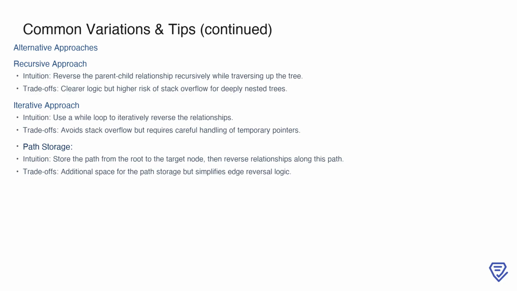Another option is the path storage approach, where you store the path from the root to the target node and then reverse the relationships along this path. This method simplifies the edge reversal logic but comes at the cost of additional space to store the path. Choosing the right approach depends on the constraints of the problem and the trade-offs you are willing to make in terms of space and complexity.